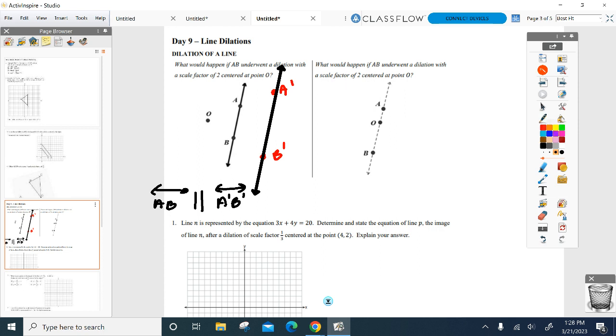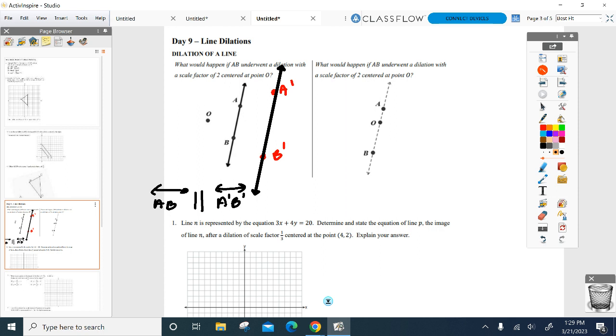Now what I want to do with you, same set of rules, but notice where point O was. This was off the line. What if point O is on the line now? What happens? All right, estimate where's A prime and B prime going to be again. Still a scale factor of 2 around center O, but now I just put O on the line I'm dilating instead of off of it. Watch what happens now.